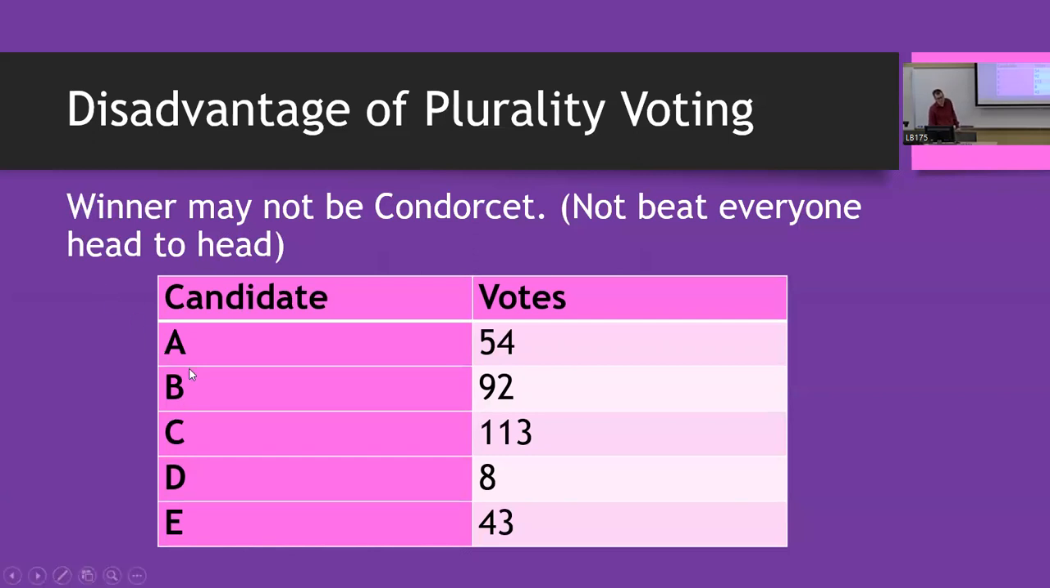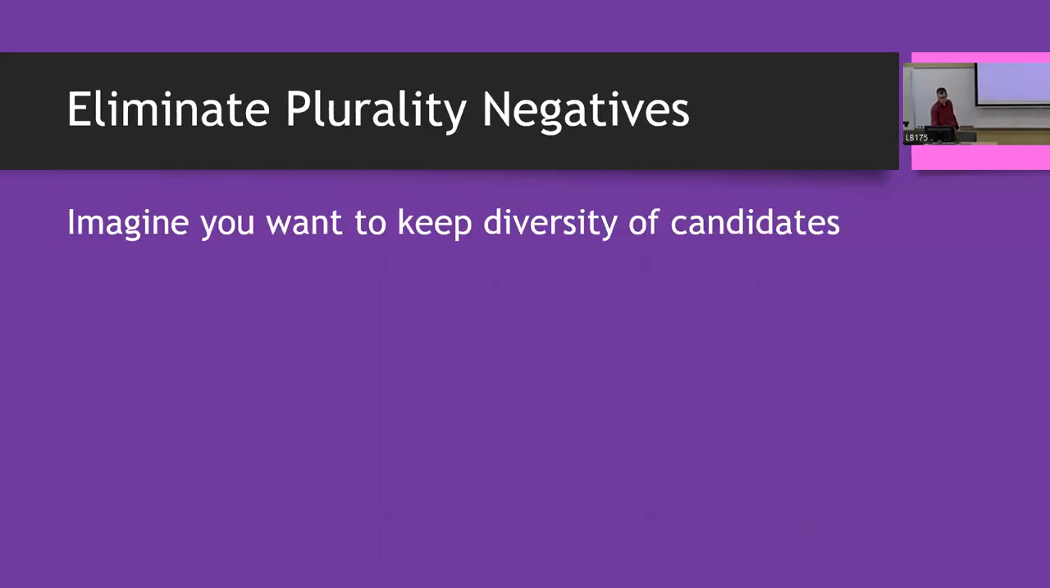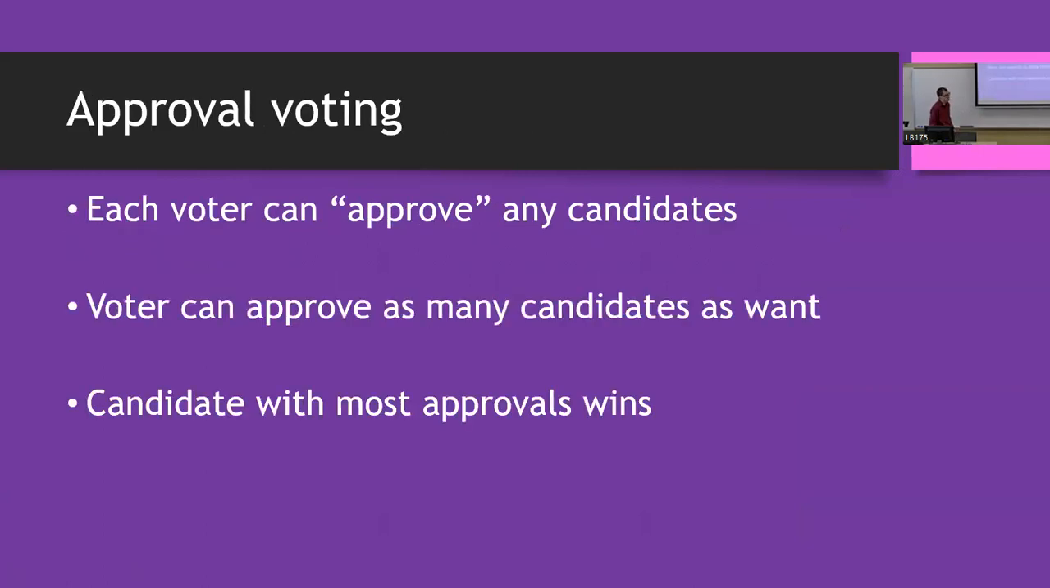Maybe A and B could both run. And if I like the policies of candidates A and B, maybe there's a way I can vote for both of them. All right. Maybe I want to keep as many people on the ballot and not hurt people for having similar views. And that's where approval voting comes in.